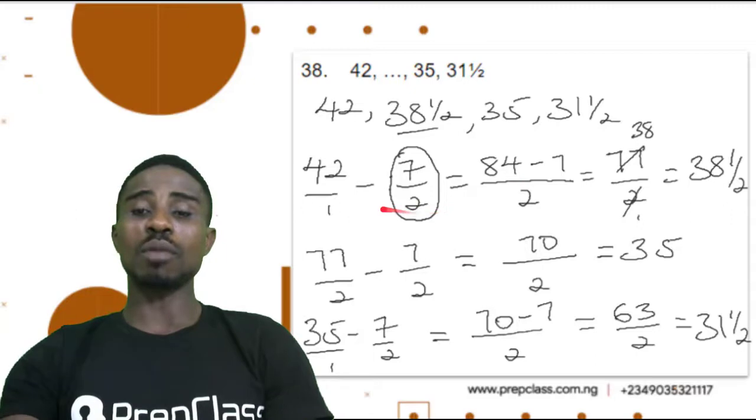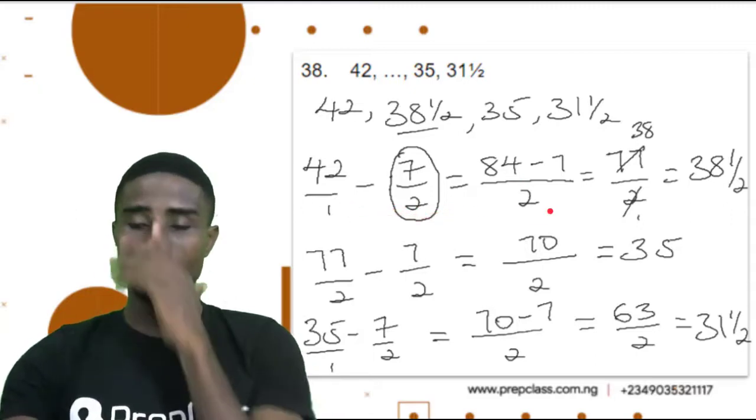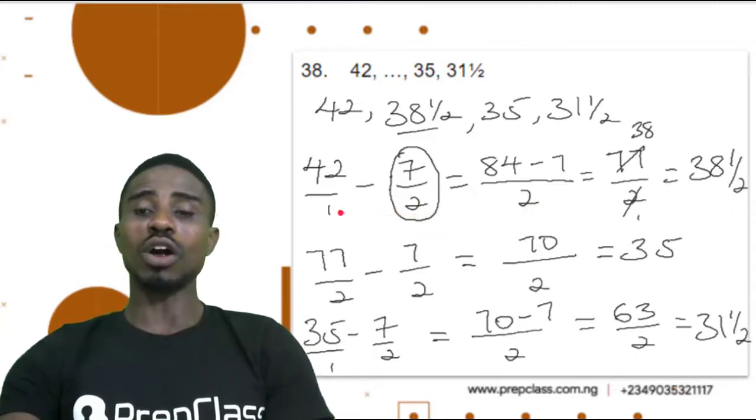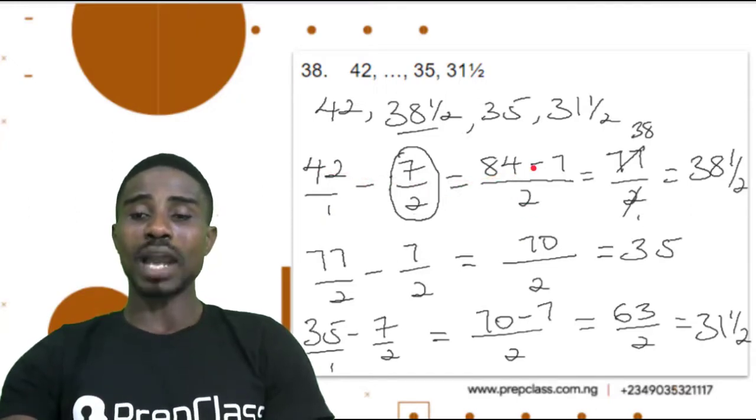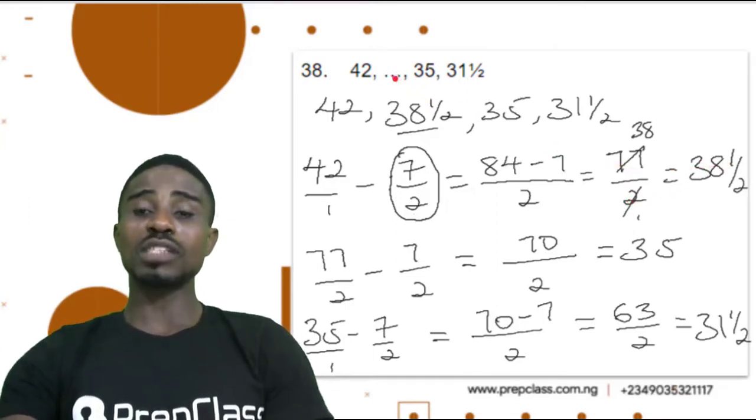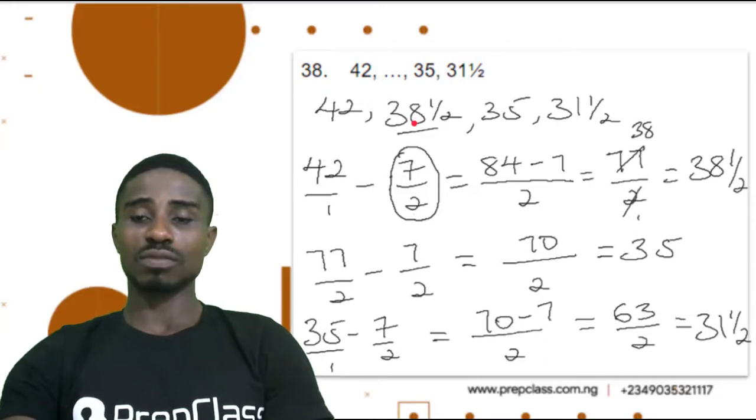So we'll find the LCM of 1 and 2, which is 2. So we'll say 2 divided by 1 will give us 2. 2 times 42 will give us 84, minus 2 divided by 2 is 1. 1 times 7 will give us 7. So 84 minus 7 will give us 77 over 2. And 77 over 2 will give us 38 and a half. So our missing space here would be 38 and a half, because 42 minus 3 and a half will give us 38 and a half.